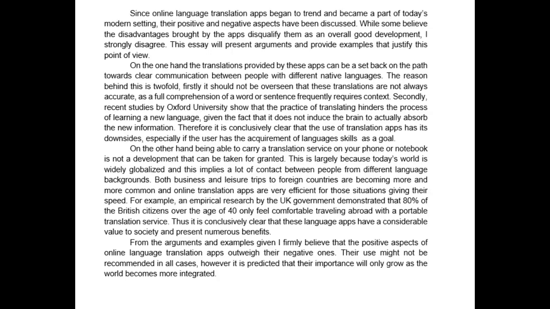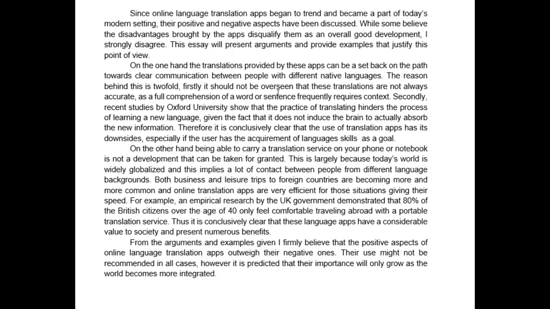Okay, fine. On the one hand, translations provided by these apps can be a setback on the path towards clear communication between people with different native languages. The reason behind this is twofold. First, it should not be, that's not the right word, not overseen. It should not be neglected, maybe. It should not be ignored that these translations are not always accurate, as a full comprehension of a word or sentence frequently requires context. Ooh, what a nice sentence.